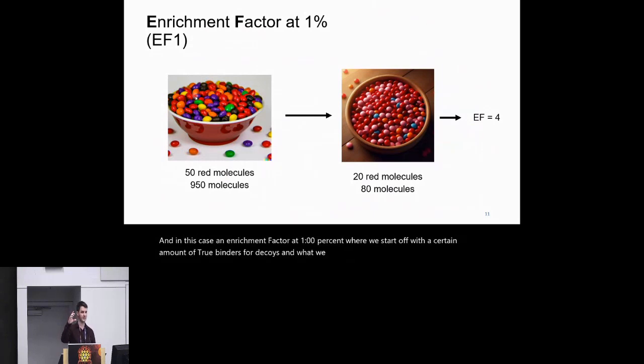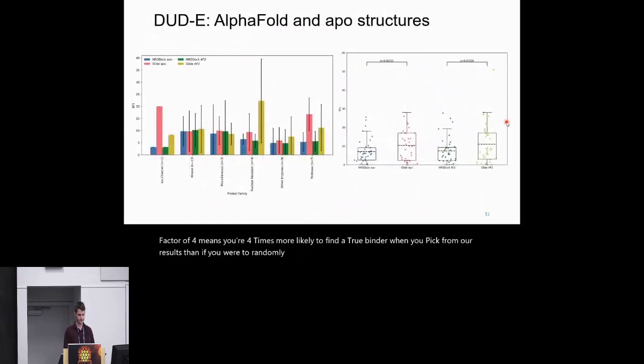and what we want is in our top 1% to have more true binders than decoys, a better proportion than what we started off with. So an enrichment factor of 4 means you're 4 times more likely to find a true binder when you pick from our results than if you were to randomly pick molecules.